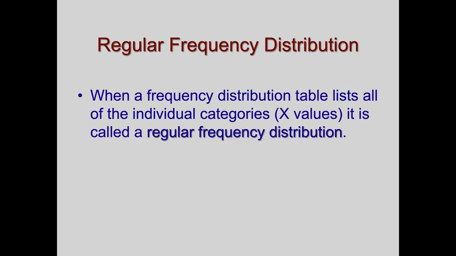When a frequency distribution table lists all the individual categories, the X values, it is called a regular frequency distribution.